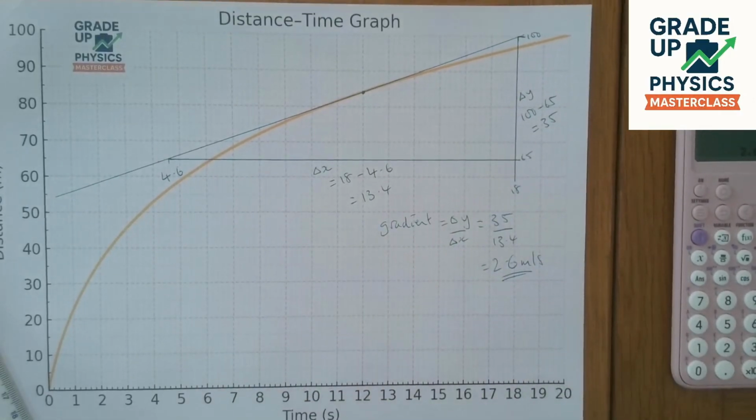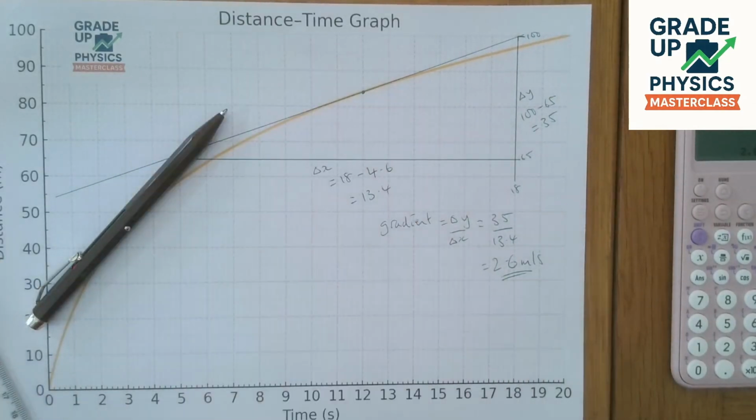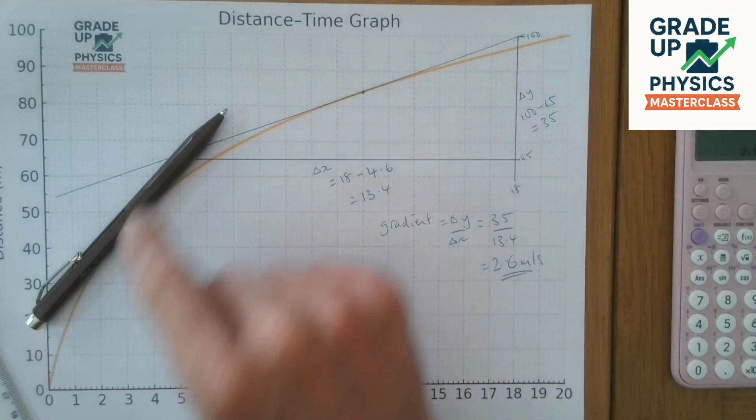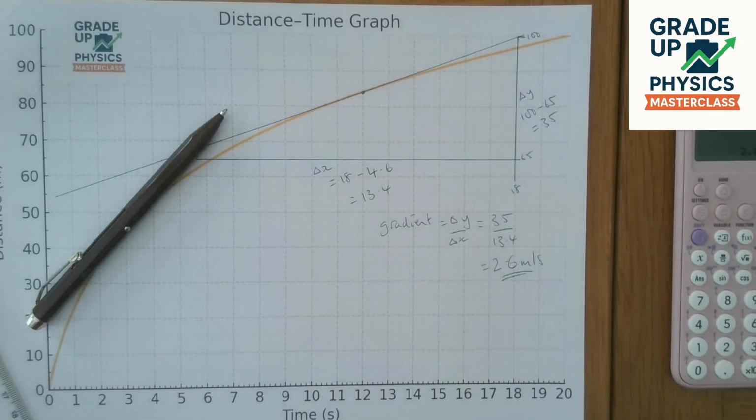Now again, just in terms of comparing that answer, when we had a look at 3 seconds, obviously it's much steeper there. So we had a larger velocity. We had a speed that was 8 meters per second there. We've now got a smaller speed. So this time we've got 2.6 meters per second. That seems about right, so I'd feel quite confident.